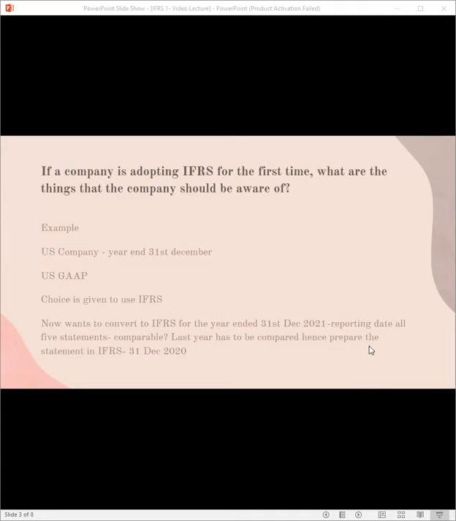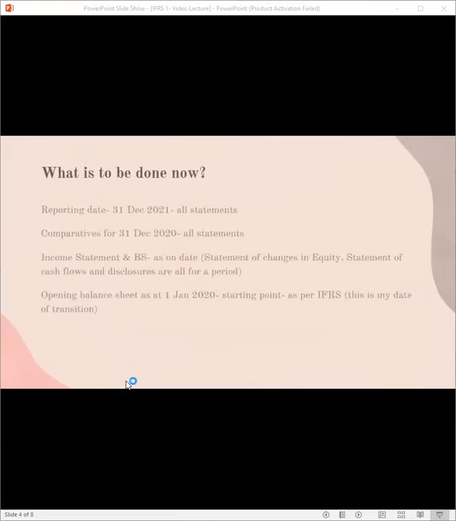So the last year's financial statement and figures will also be prepared under IFRS. We've learned more about this in the previous slides as to why the previous year statements also have to be done in IFRS. Okay, but it does not end over here. Let's see what happens next. What should be done now, right?